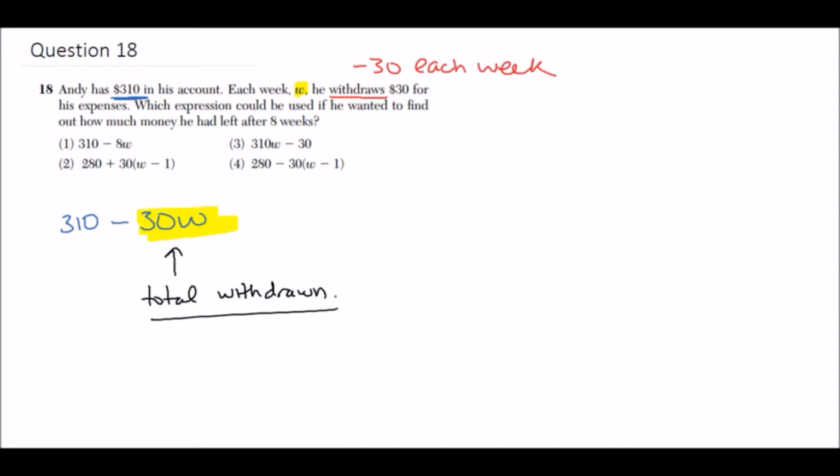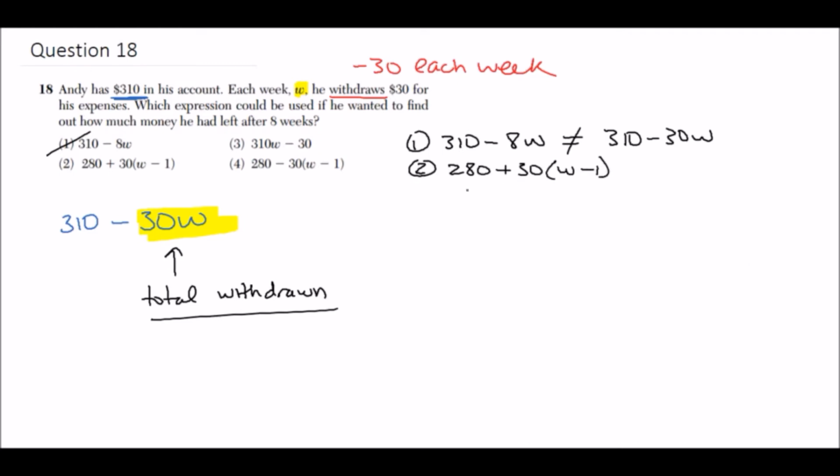we would actually have our answer. However, you may notice that that is not one of the answer choices. So one of these other answers must match that choice. So let's take a look at choice 1. Well, we certainly know that 310 minus 8W is not 310 minus 30W. They are clearly different.